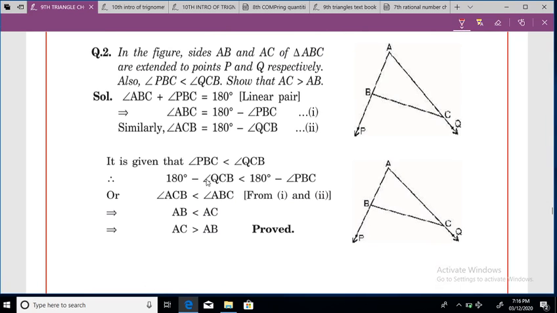So in the figure, sides AB and AC of triangle ABC are extended to points P and Q respectively. AB is this much, and they have extended it up to P, and AC is also extended up to Q. Angle PBC is less than QCB. Show that AC is greater than AB. Okay.